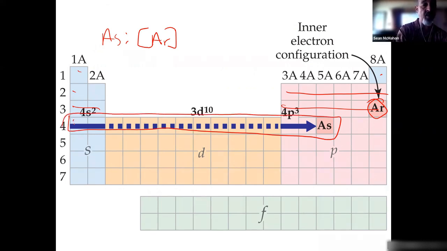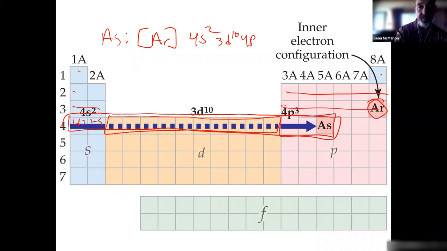So 4s1, 4s2. Again, going all the way across, 3d10, and then 4p3, because it's in the fourth energy level in the p block in the third position. Again, the tricky part is that D is always one behind.